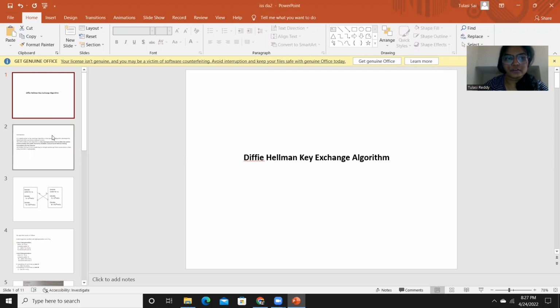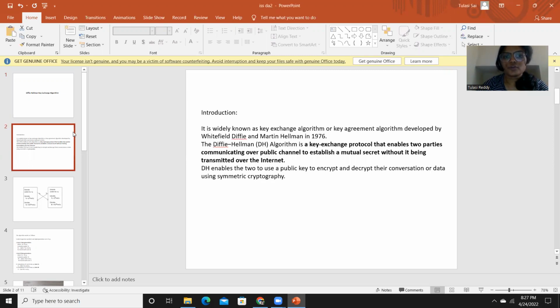So I'll be explaining the introduction first. It is widely known as the key exchange algorithm or key agreement algorithm, developed by Whitfield Diffie and Martin Hellman in 1976. The Diffie-Hellman algorithm is a key exchange protocol that enables two parties communicating over a public channel to establish a mutual secret without it being transmitted over the internet. It enables the two parties who want to communicate with each other to agree on a symmetric key, a key that can be used for encryption and decryption.